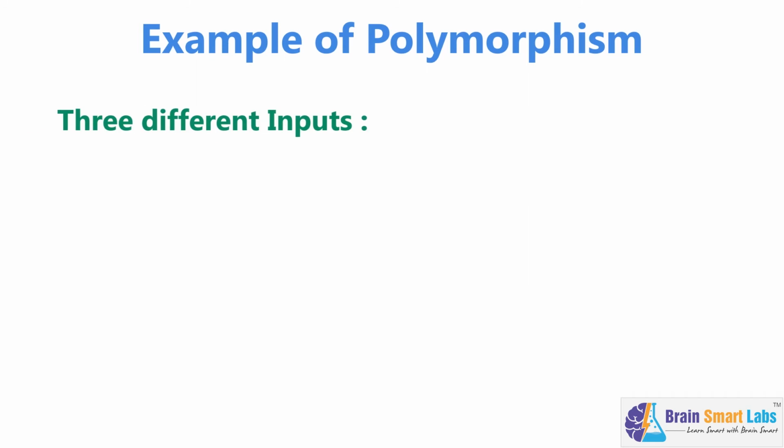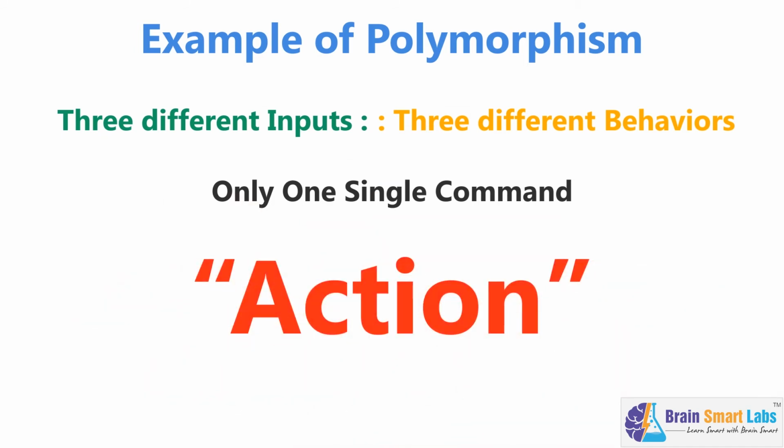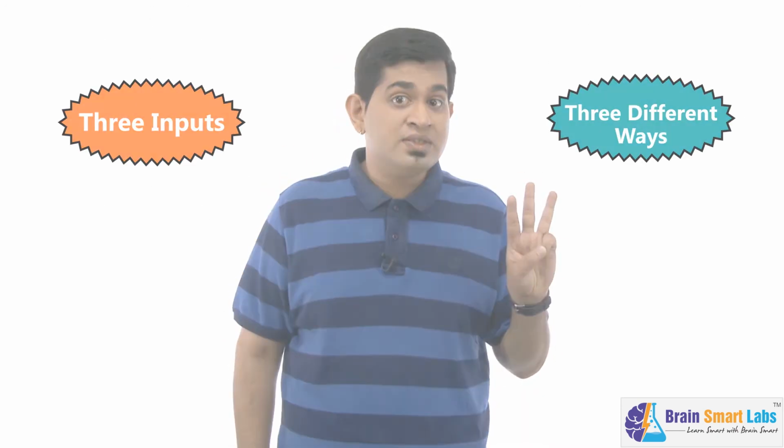3 different inputs, 3 different behaviors, but only one single command, action. The director here gave 3 inputs and the actor performed in 3 different ways. Most importantly, the command he gave to start any of the performance was only one word, action. This is a classic example of overloading in Java.